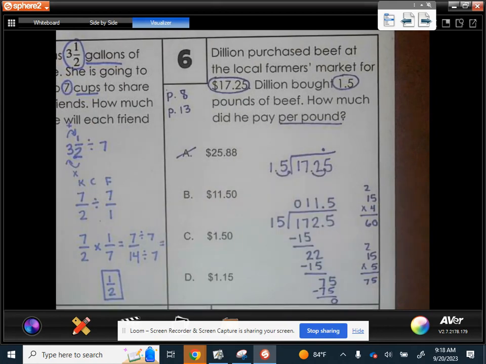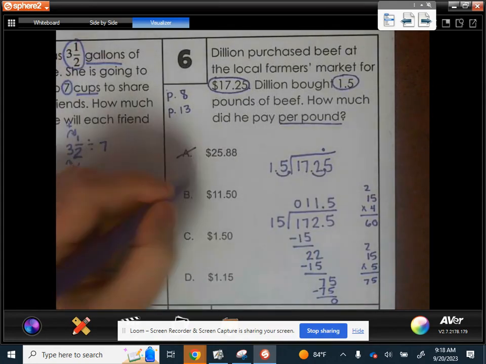Okay, now that doesn't look like money. Money has to have 2 digits past the decimal point. So we would have to add an extra 0 on the end, and it would be $11.50.